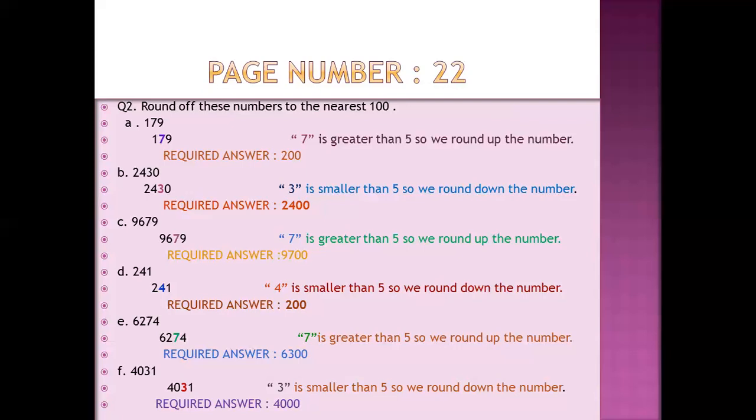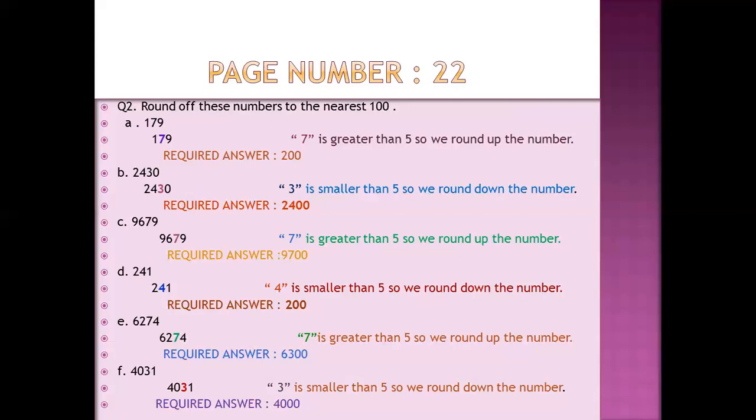And the last part, 4031. Again on the tens place, 3 lies there and 3 is smaller than 5, or less than 5. It means that we round down our number and our required answer will be 4000.